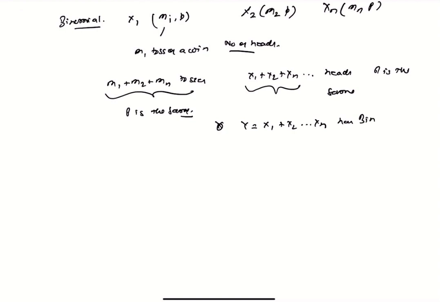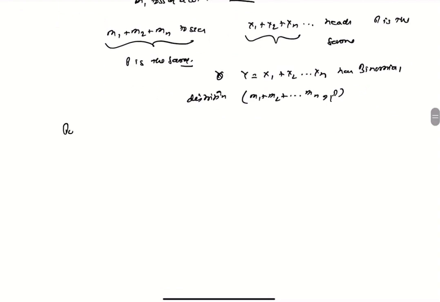So the new variable y, which is x1 plus x2 plus xn, has binomial distribution with parameters m1 plus m2 plus mn and probability p. So that is true for binomial distribution.